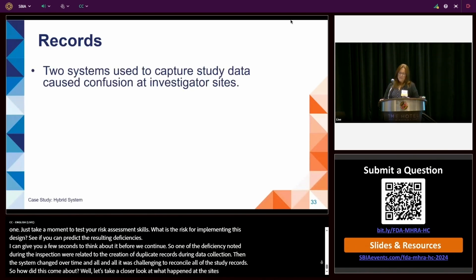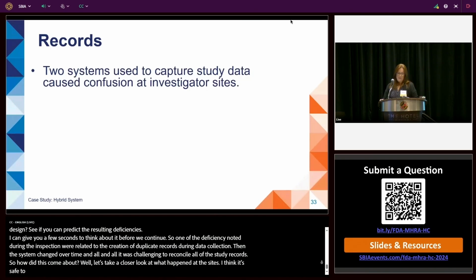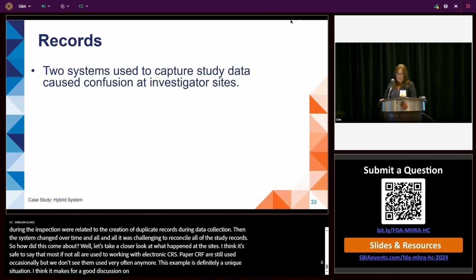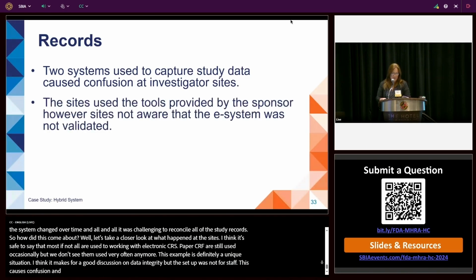I think it's safe to say that most, if not all, investigator sites are used to working with electronic CRFs. Paper CRFs are still used occasionally, but we don't see them used very often anymore. This example was definitely a unique situation. I think it makes for a good discussion on data integrity, but the setup wasn't ideal for investigator site staff. The use of both systems with an additional requirement to scan and upload completed paper CRFs caused confusion, and understandably so. The additional requirement didn't make sense, and the instructions for data entry and uploads provided by the sponsor referred to the electronic system as the validated eCRF.